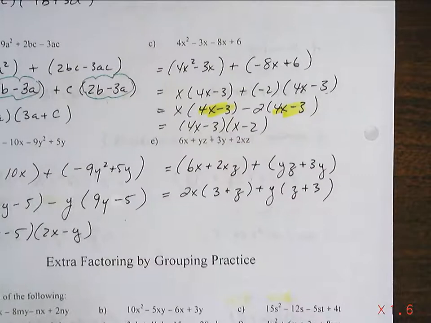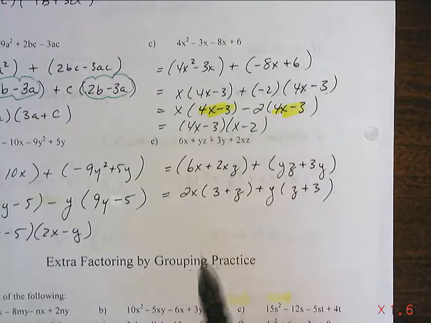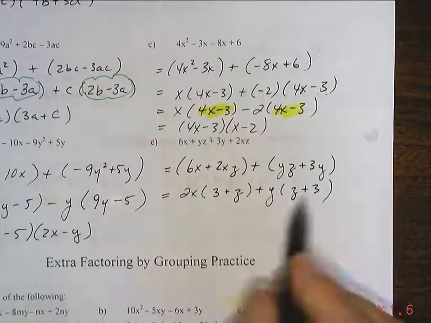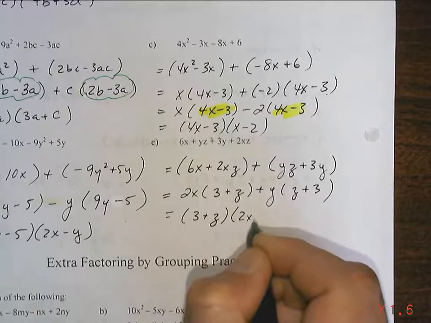Oh no, we got to think for a minute. Do you think that 3 plus z is the same as z plus 3? Think for a minute. Think hard. The answer is yes, they are the same. So we're going to common factor them out. 3 plus z and 2x plus y.